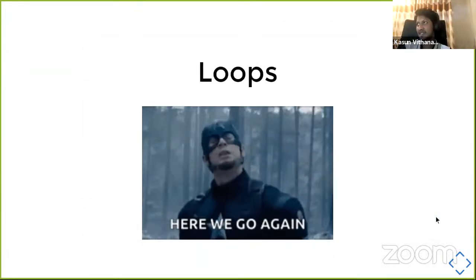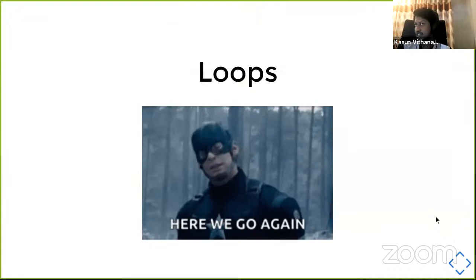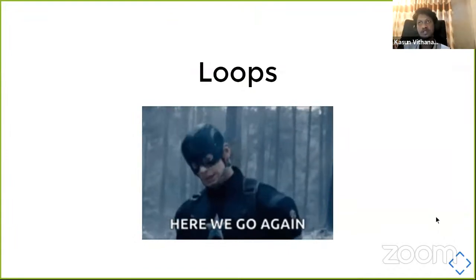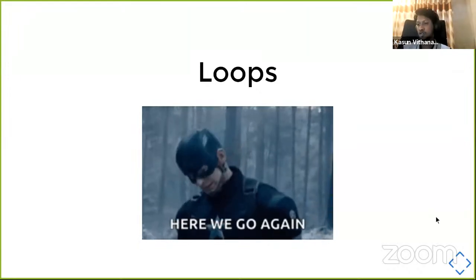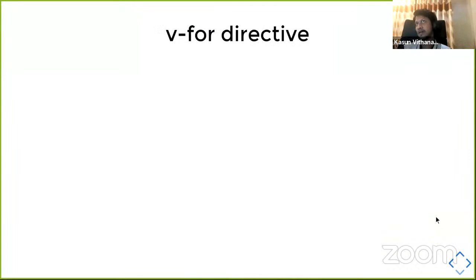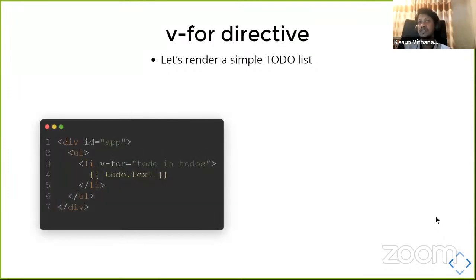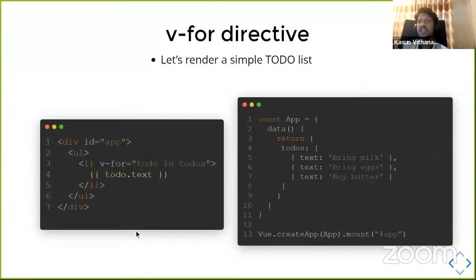The next thing is loops. Now you know how to display things conditionally, and then you might need to store things like an array of objects or any kind of thing. For that, you need to use loops. That's another keyword called v-for. My goal is to render a simple to-do list in here. For that, my application looks like this.